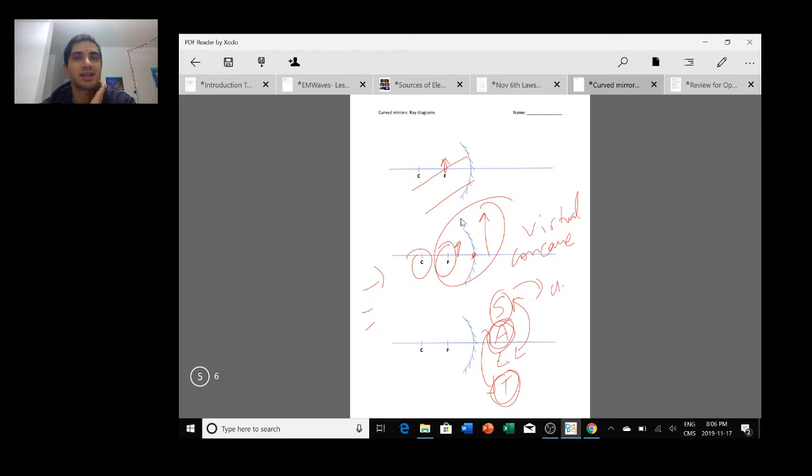Yeah, that seems about right. 5 or 6 short answer questions, same number of multiple choice, and 3 or 4 ray diagrams. 1 plane mirror, and then the rest will be curved mirrors, concave or convex. Hopefully that answers your questions.